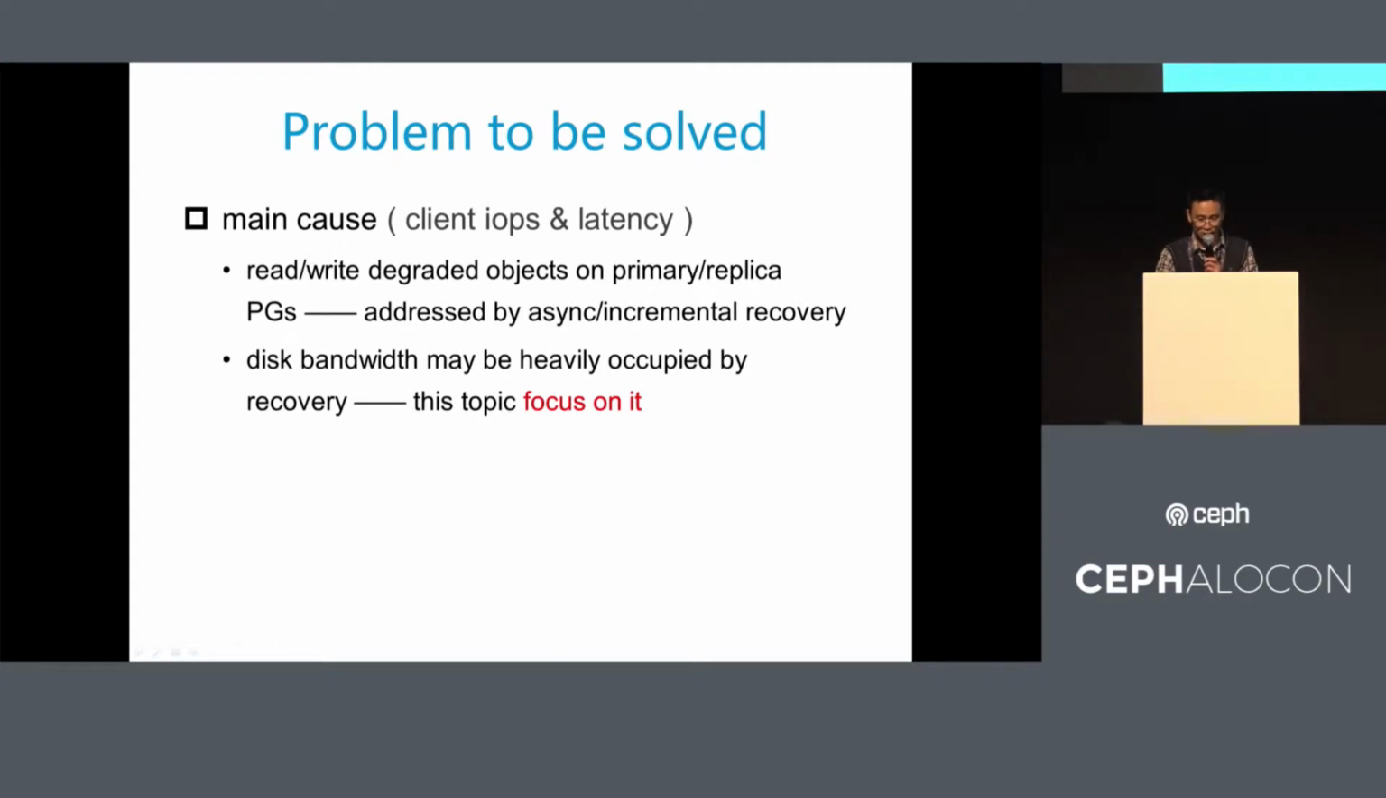The second cause is that recovery is a large size OP. And if there are lots of recovery OP, it will take most of the disk bandwidth. And if we increase the concurrence of PG recovery to speed up data recovery, things will get worse. So we try to introduce a recovery bandwidth control method to handle it. And this topic focuses on it.